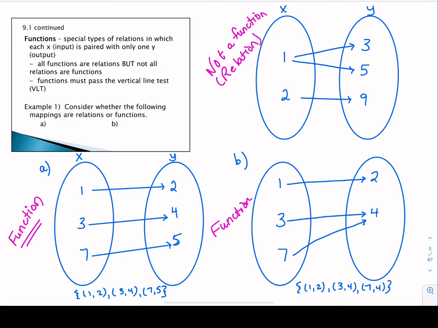So remember, a relation is a general type. It means we're talking about a relationship between x's and y's. Functions have to be specific. For a function, we have to make sure that every x has one and only one y value paired with it.